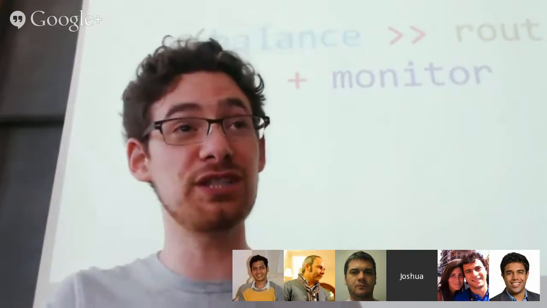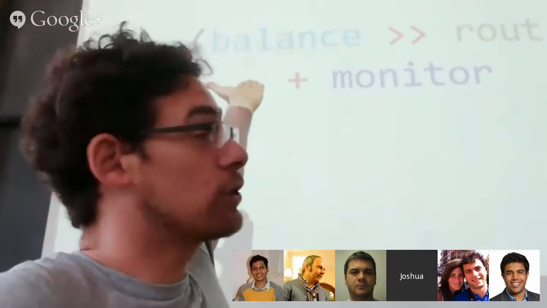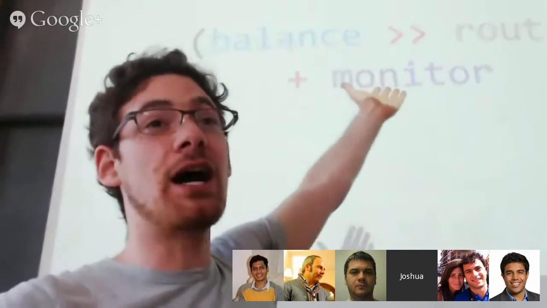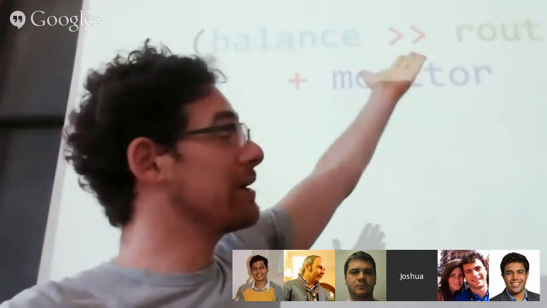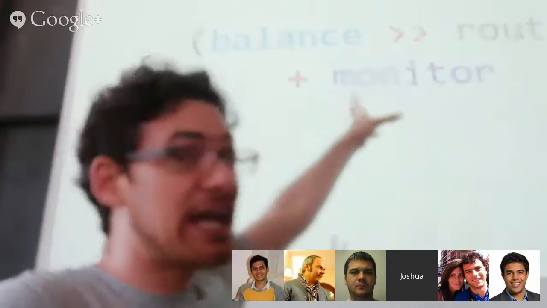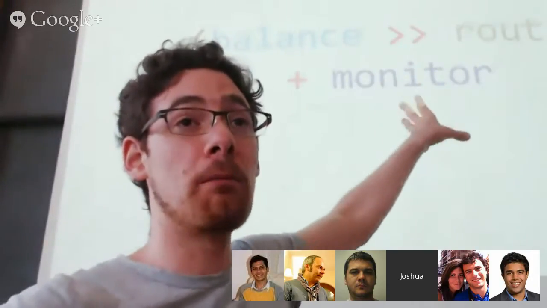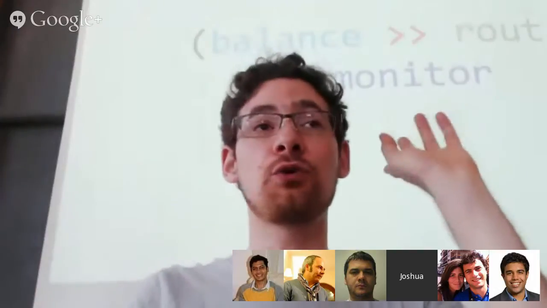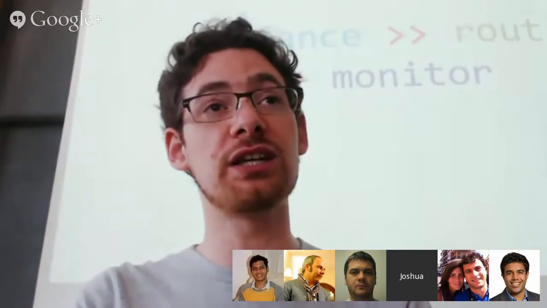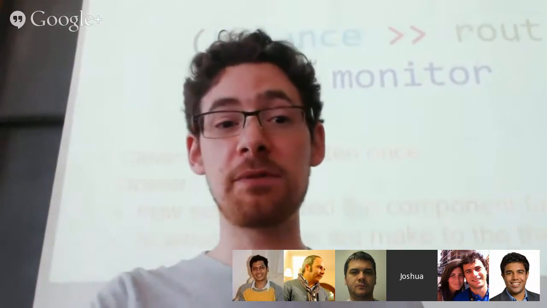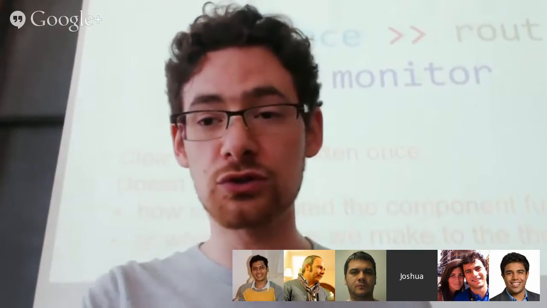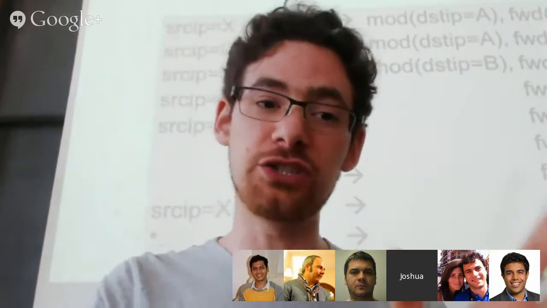And if you want to combine them together such that first we load balance, and then based on the output of the load balancer, we route. And simultaneously, while all that's happening, we also monitor in parallel. That's how you write it in Pyretic. It's written once, and it stays the same forever. Now, flipping back to slide number 22, sorry about that.